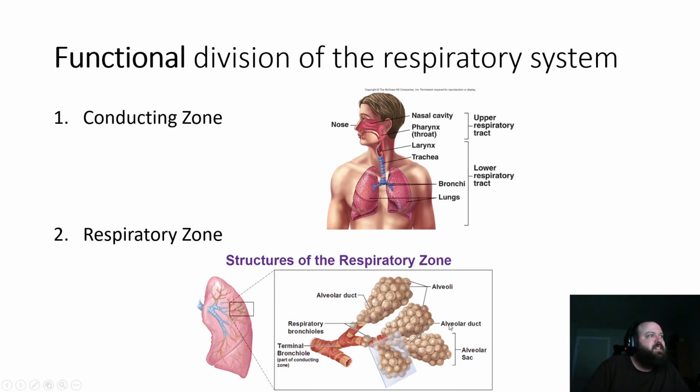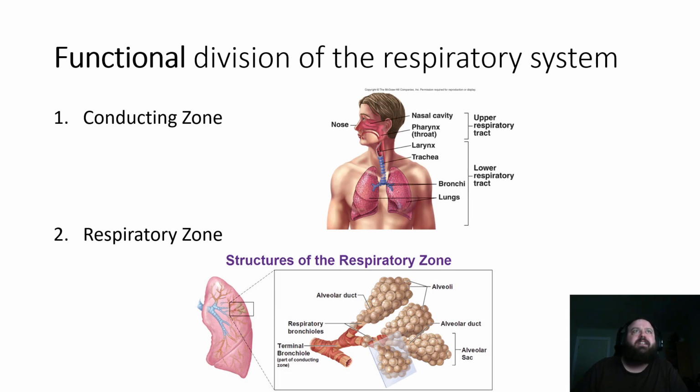The respiratory zone, on the other hand, is where gas exchange occurs. So this is only within the lungs, and it only involves the tubes and tissues in the lungs where gas exchange occurs. The ones that are included there are respiratory bronchioles, like right here, alveolar ducts, and then the alveolar sacs, and then finally the alveoli as well. And we'll look at each of those specific structures in an upcoming mini lecture.